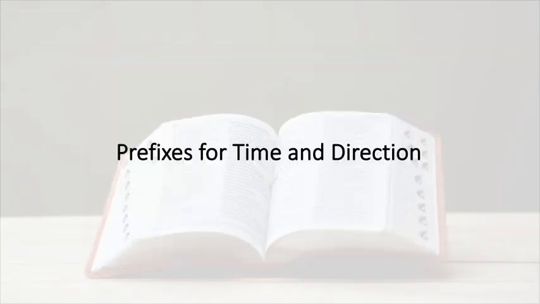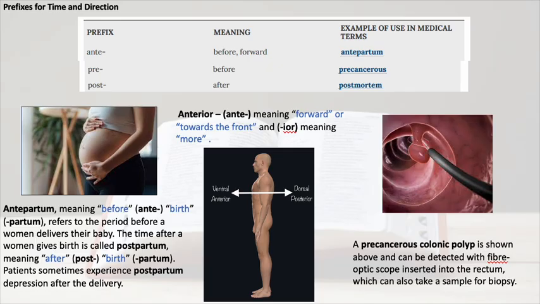So now let's finish up here with prefixes for time and direction, and then just a couple of prefixes that don't quite fit into any of the categories. So ante, pre, and post. Now, ante refers to before or forward, and the example is antepartum. So ante, before, partum means birth. So it refers to the period before birth or before a woman delivers the baby.